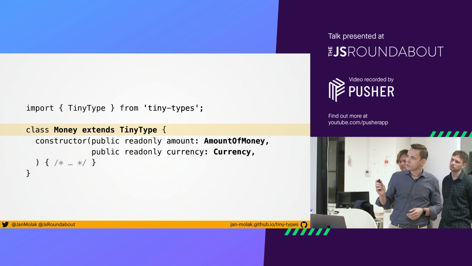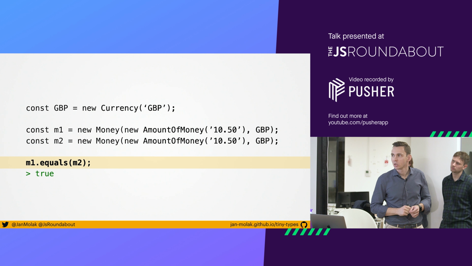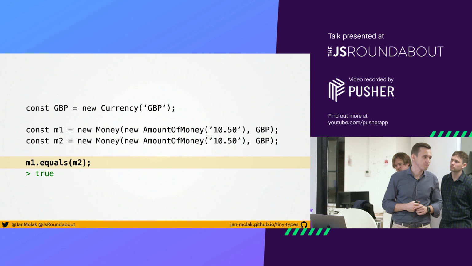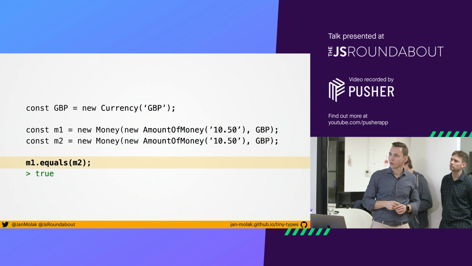Now, the way the equals function works is, let me show you an example. So here you see I'm creating two different objects. So I'm creating two money objects. Both of them have an amount. Both of them have a currency. So I can actually compare them, and the equals function will go recursively through them, comparing the different properties to ensure that both values are the same.